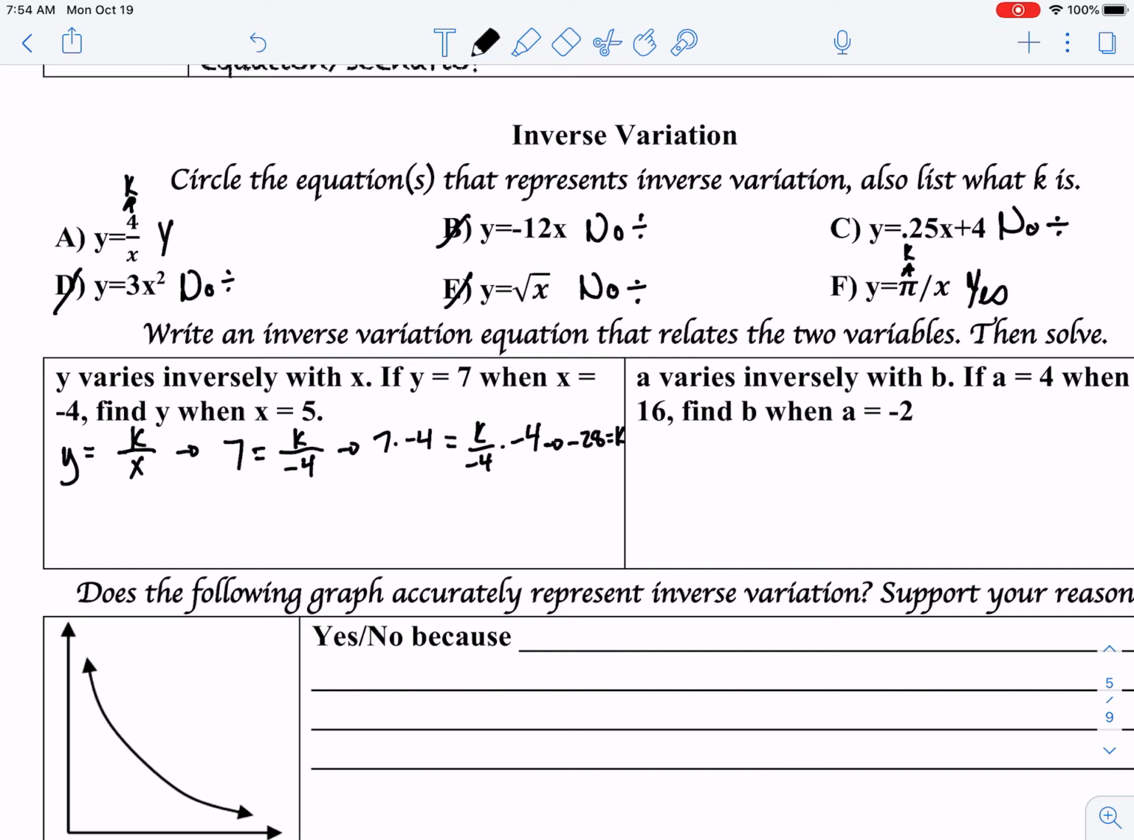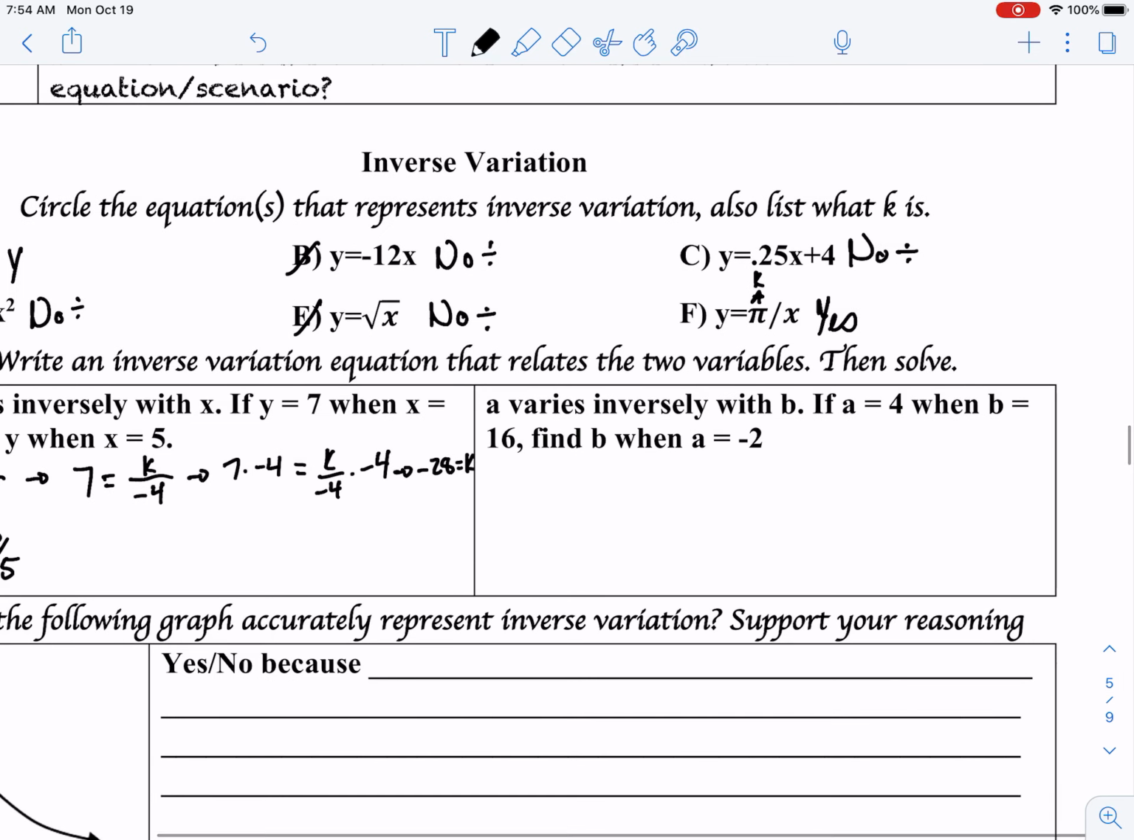So we're going to use this k value. So find y, k, which we now know is -28, when x is 5. All right, and again, get your variable by itself, which we just did. So y would be -28 over 5.